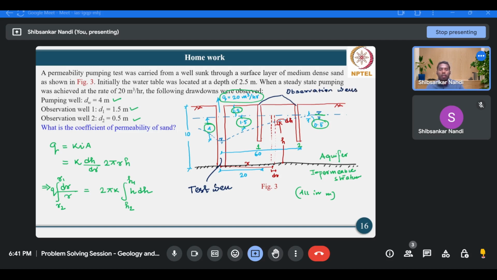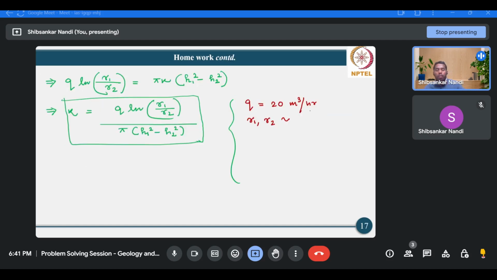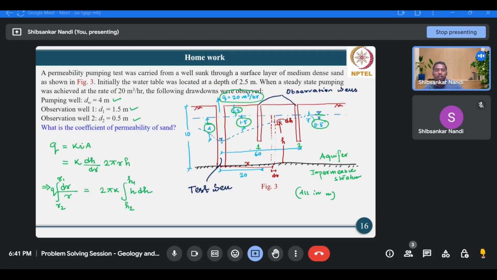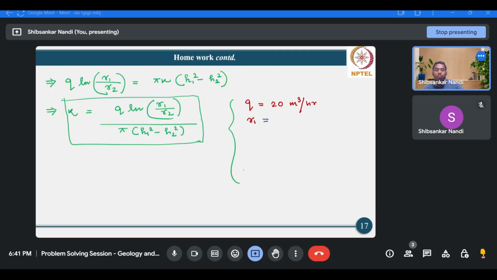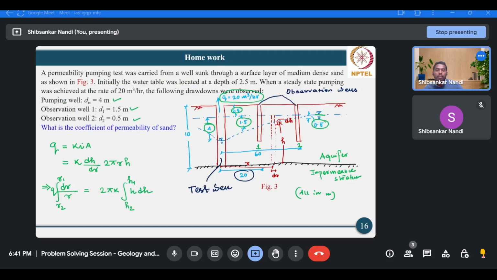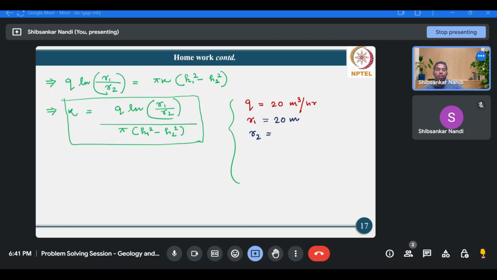The radial distance of observation wells is denoted by R from the test well. So this R1, the radial distance of observation well 1 from the test well, what is the distance? The distance is 20 meter. Then R2, what is the radial distance? The radial distance of observation well 2 from the test well is 60 meter.